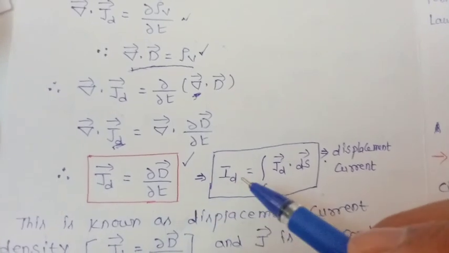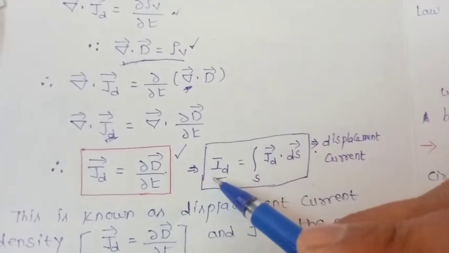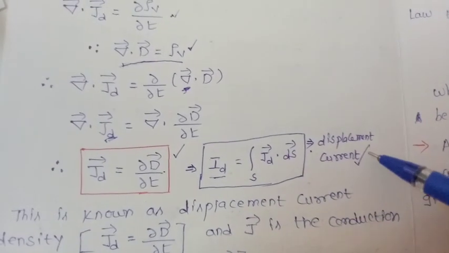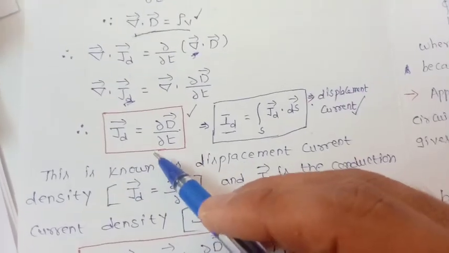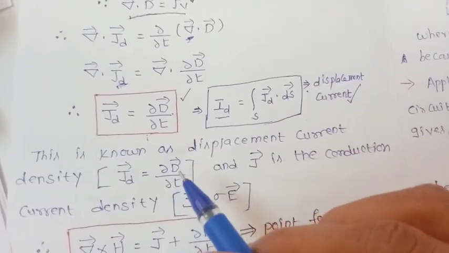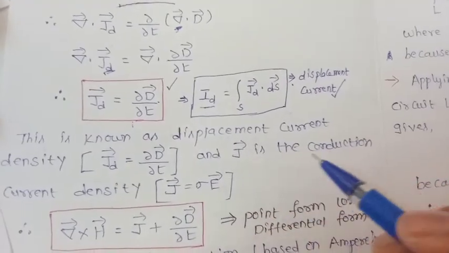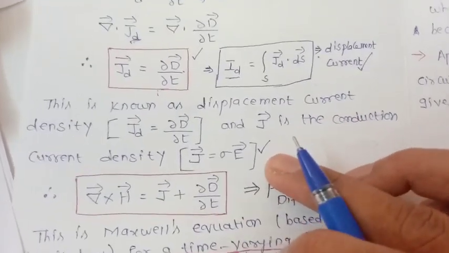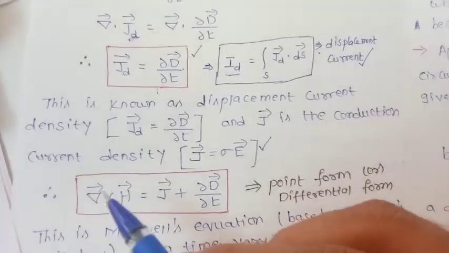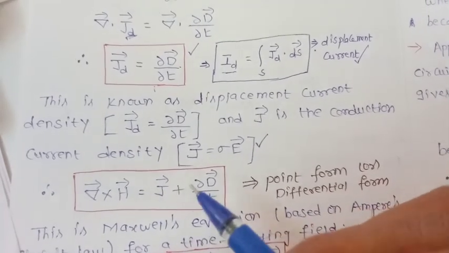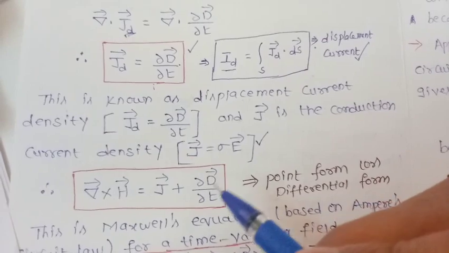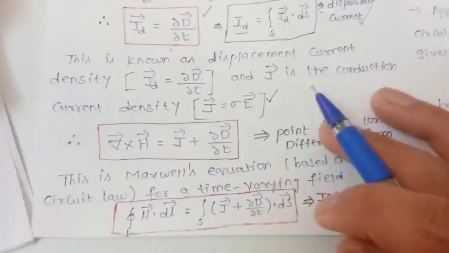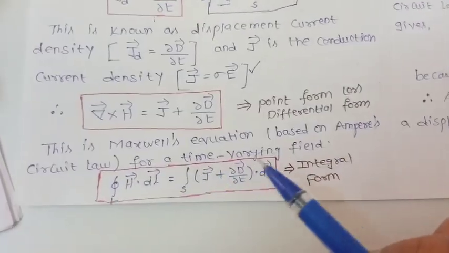With this expression, the displacement current is equal to the surface integral of JD bar dot ds bar. This is the displacement current. Is it clear? This is known as displacement current density, JD bar equal to dou D bar by dou t, and J bar is the conduction current density, from Ohm's law. Finally, the modified Ampere's circuit law is del bar cross H bar equal to J bar plus JD bar, that is, J bar plus dou D bar by dou t. This is the point form or differential form of one of Maxwell's equations for a time varying field.